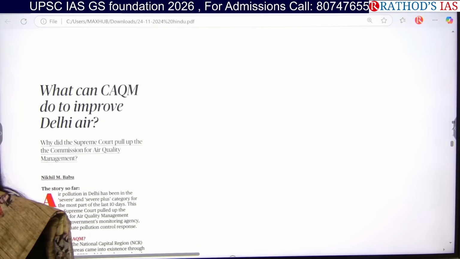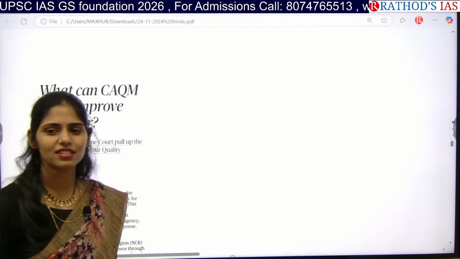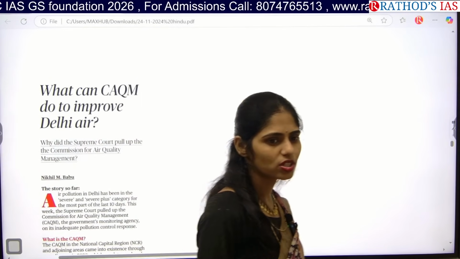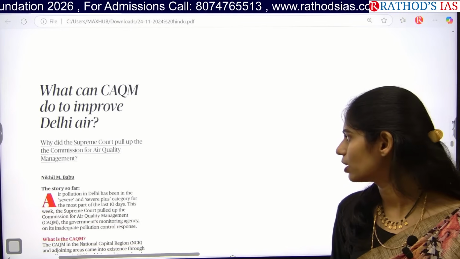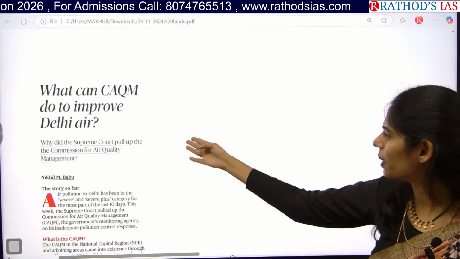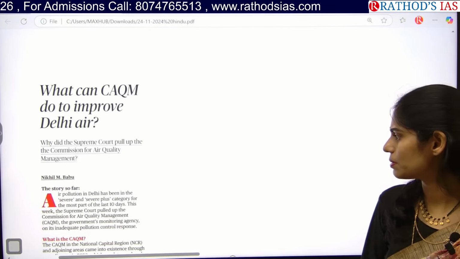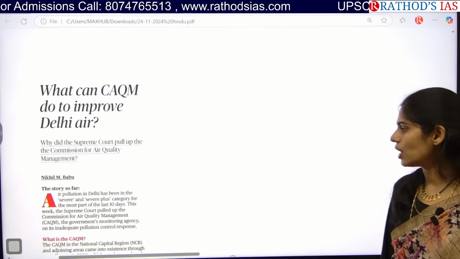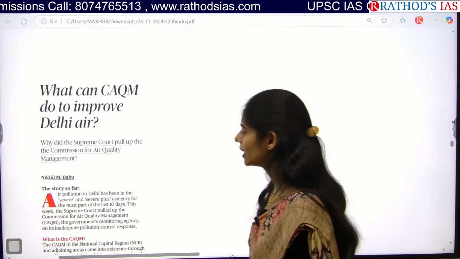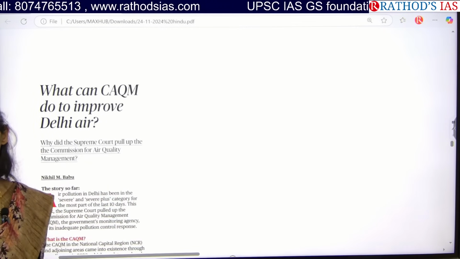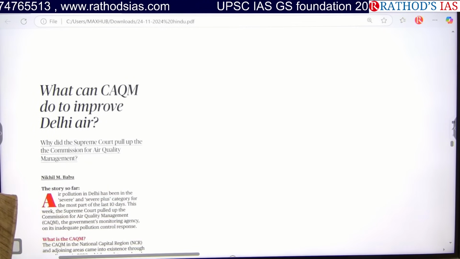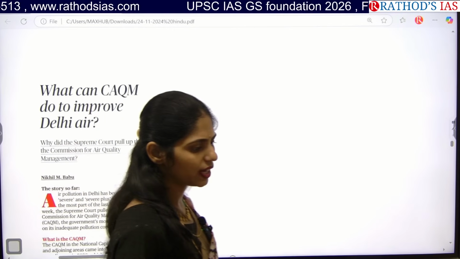So why did the Supreme Court interfere in the recent past? Why did the Supreme Court pull up this Commission for Air Quality Management recently? Actually, pollution in Delhi is now seen in the severe and severe plus category, that is, more than 450 level. So because of this, what happened?